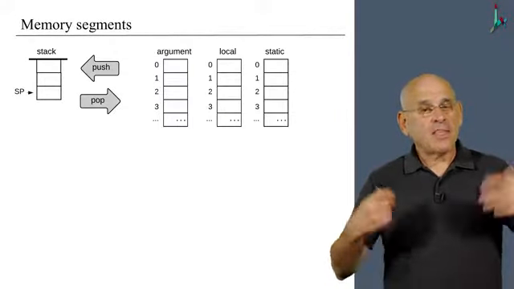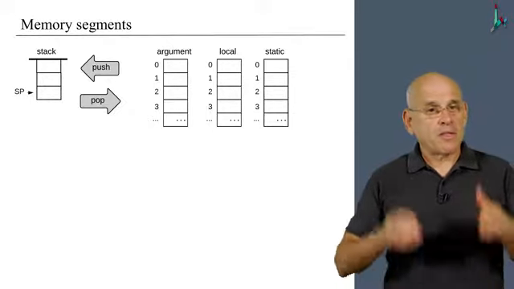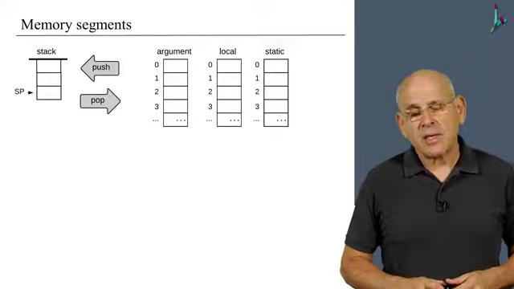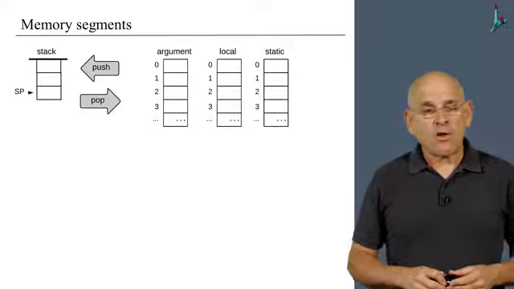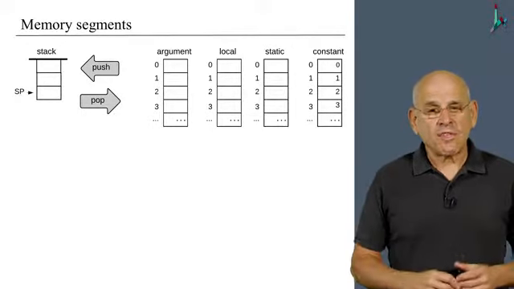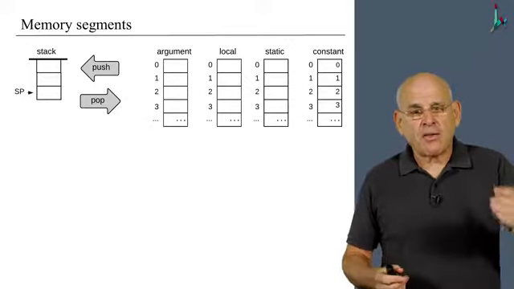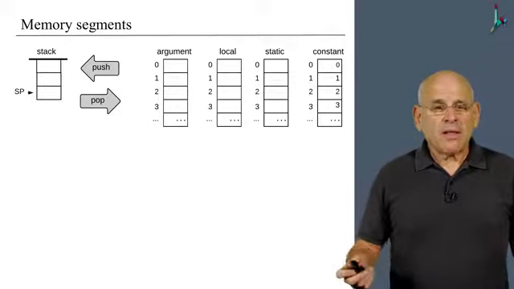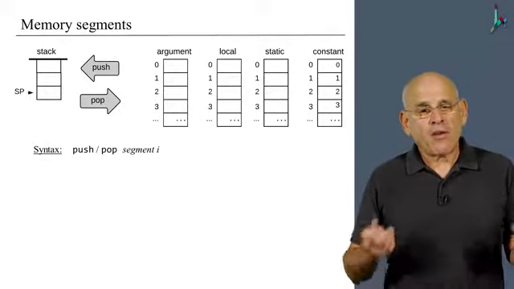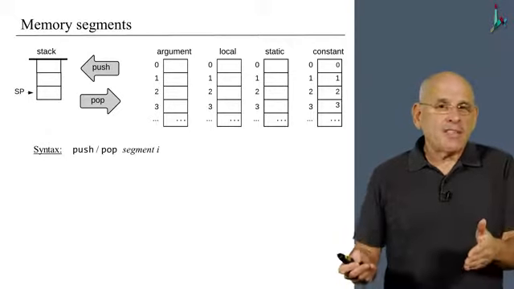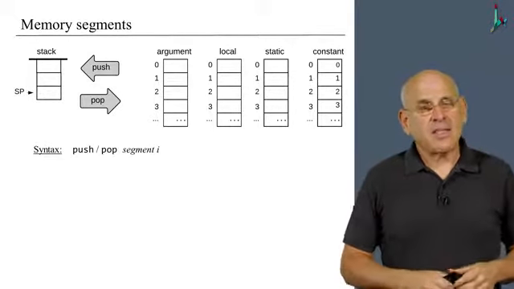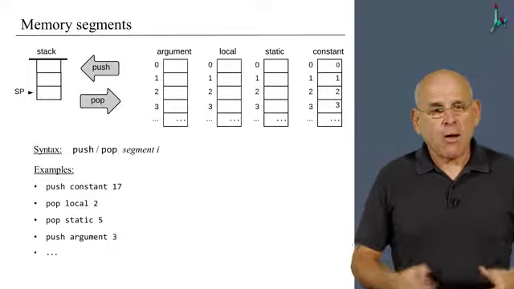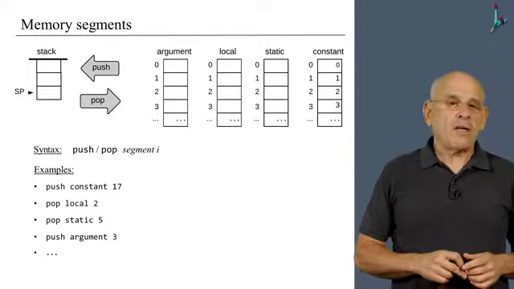So as you see, we have extended the story, and instead of interacting with a single memory stream, we now interact with several different memory segments, to which we also add a segment that we call constant, which is truly a virtual segment because it contains just the numbers 0, 1, 2, and so on and so forth. And once you have these segments in place, the commands that you're going to use, push and pop, are going to take as arguments the name of the segment that you want to operate on and the index in that segment. So here are some examples. Push constant 17, push local, pop local 2, pop static 5, and so on and so forth.